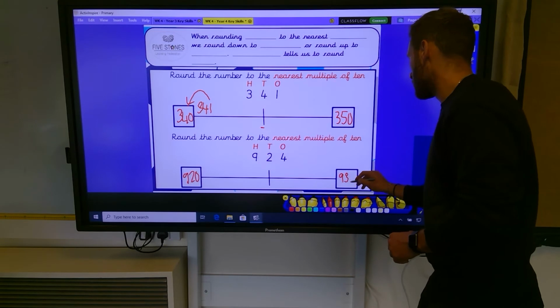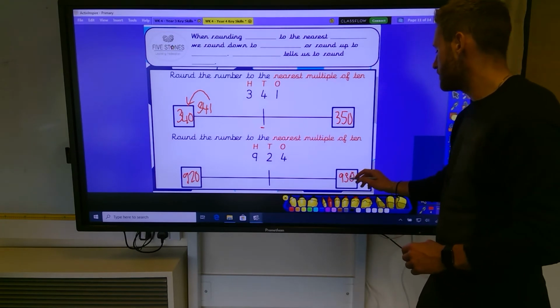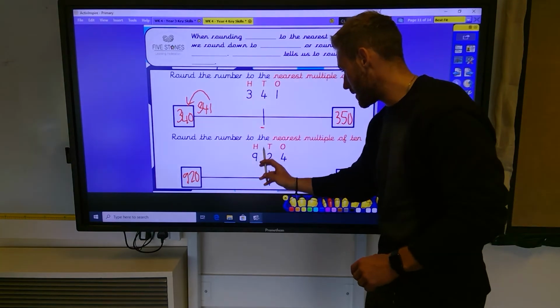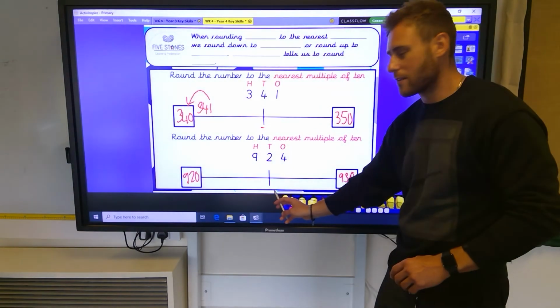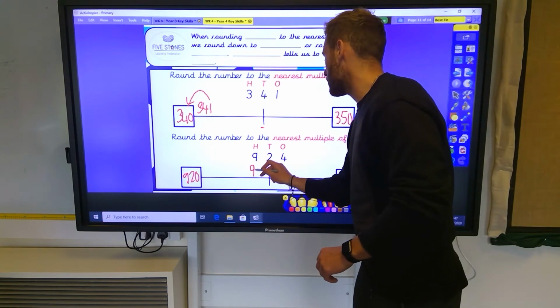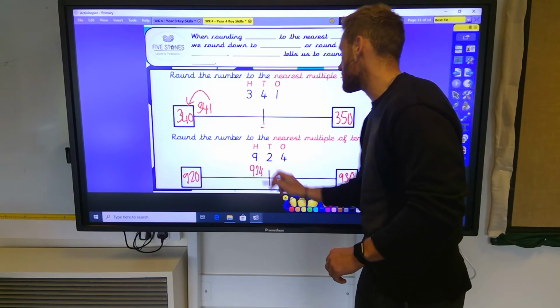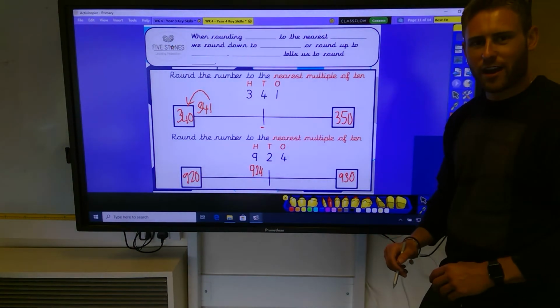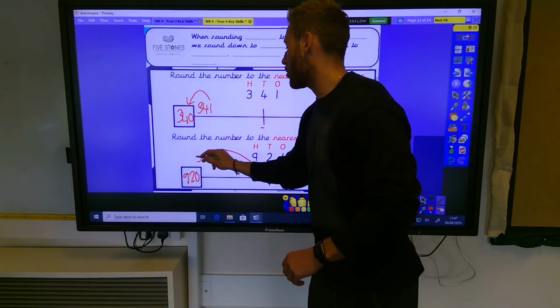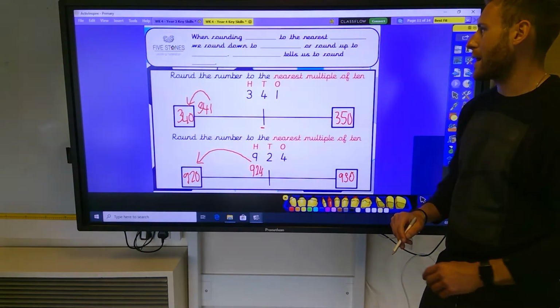930. We think about our numbers on our number line. 921, 922, 923, 924, 925, and so on. 924 would go just before the halfway point. So where do we round? Do we round up or do we round down? We can visually see we are closer to 920.